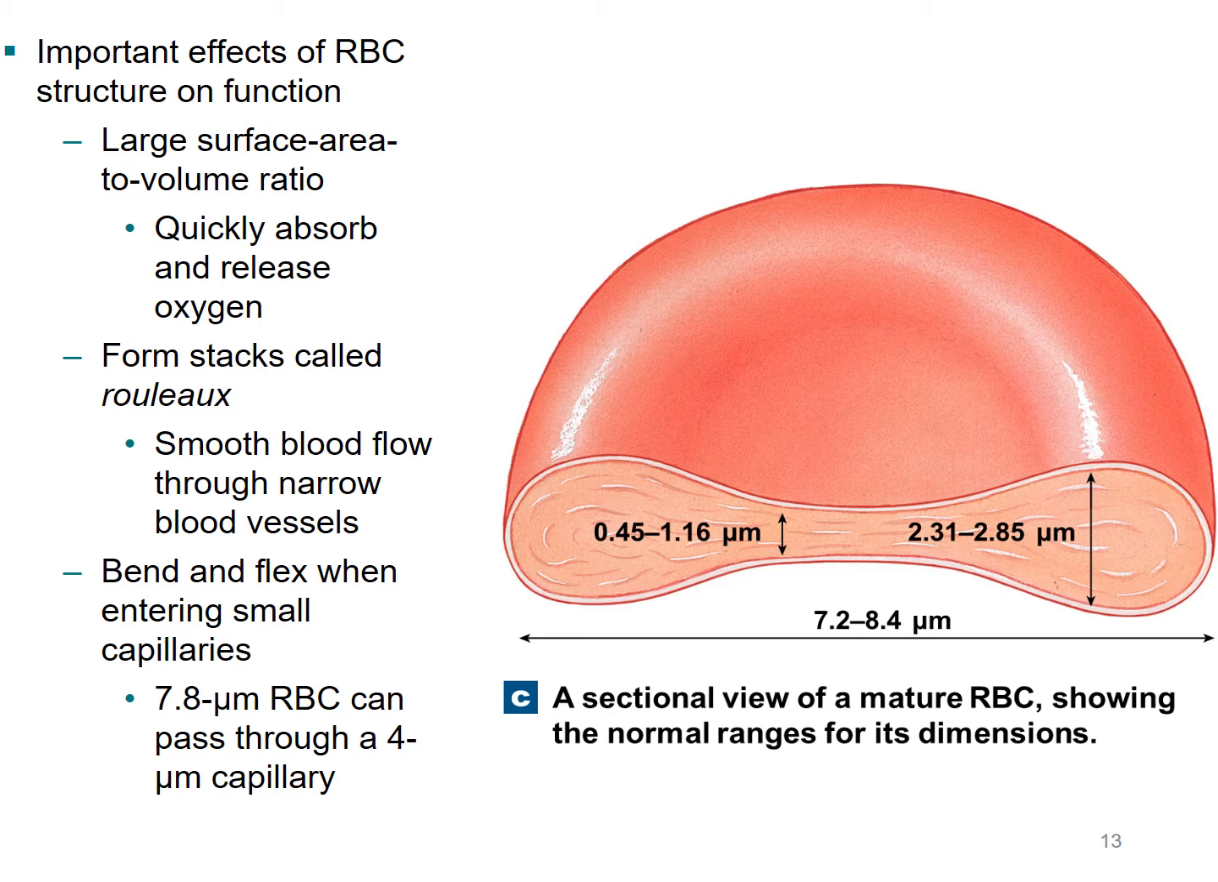The other thing is whenever it gets to the small tiny capillaries, which are all the way in the periphery, even the small tiny ones like in your pinky finger, the blood cell can actually bend, and if it bends, it can flex and go through the smallest of capillaries without creating any issues. So this biconcave shape allows it to be flexible and to move through even very small spaces.